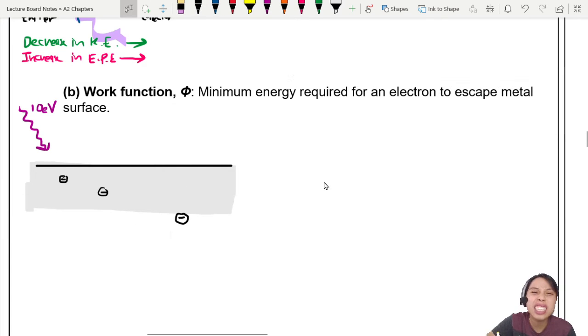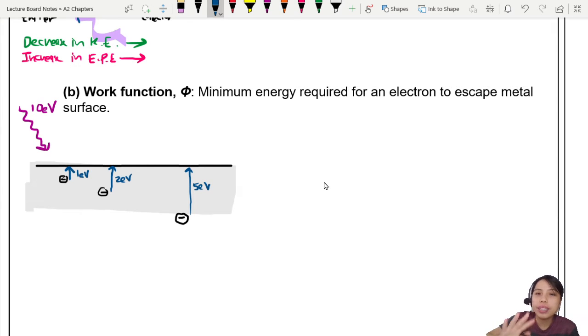So the minimum energy needed, maybe for this particular one, you need roughly to go from where you are out and escape. Maybe you only need 1 eV. So this one with 1 eV can escape now. The rest all need more. Maybe this one needs 2 eV to get out. Maybe the other one needs, I don't know, 5 eV. So what's the minimum? 1 eV. So for this particular metal, the minimum energy required for an electron to escape is 1 eV. That's what we call the work function of this metal.